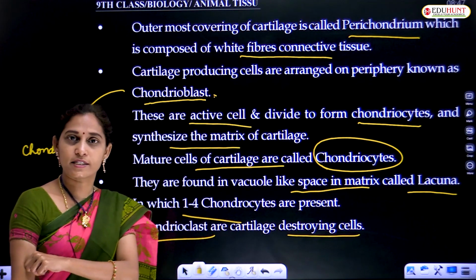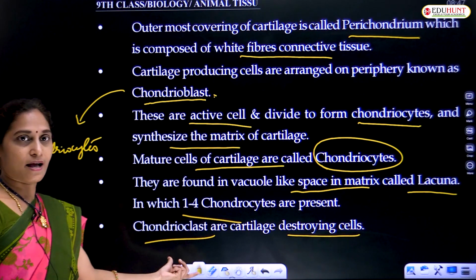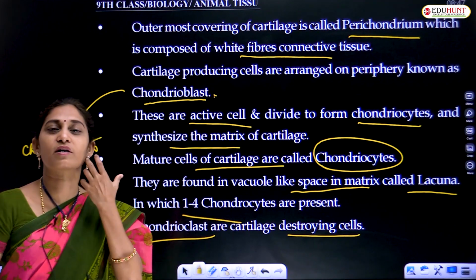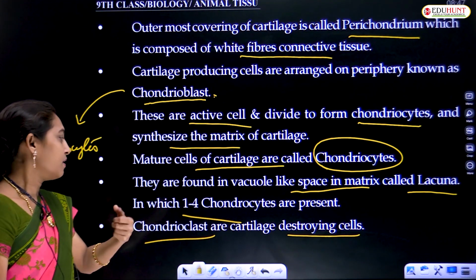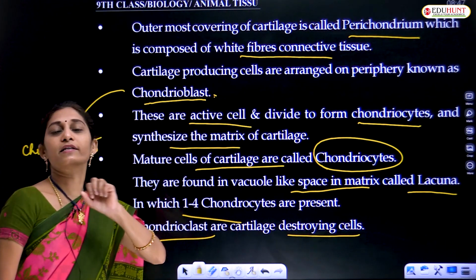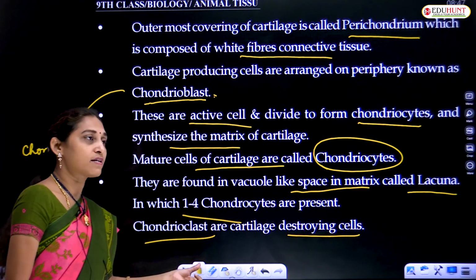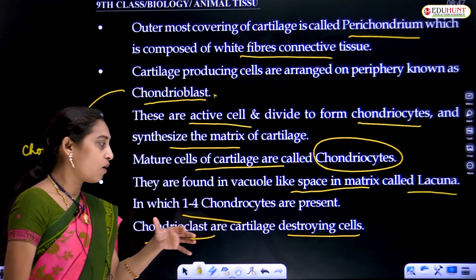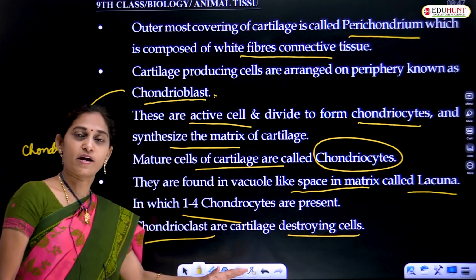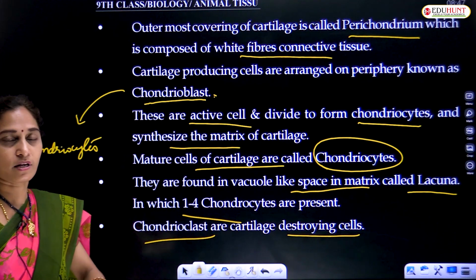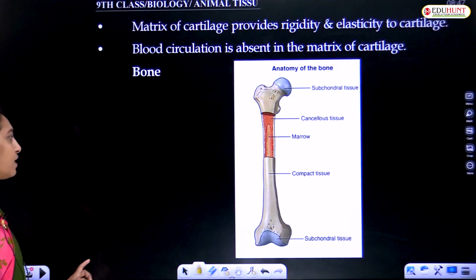Cartilage ni destroy chese cells evi chondroclast. Blast ante they give rise to the chondriocyte, whereas chondriocyte does form the cartilage and stays in the cartilage. Whereas the chondroclast are the cells of cartilage, they destroy the cartilage. Chondroclast, they destroy the cartilage.